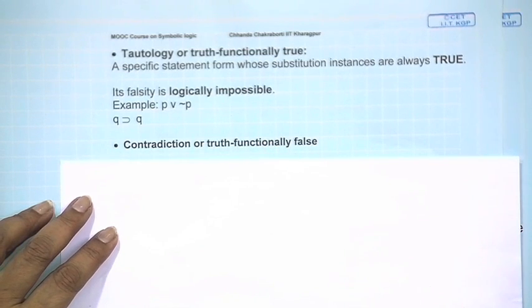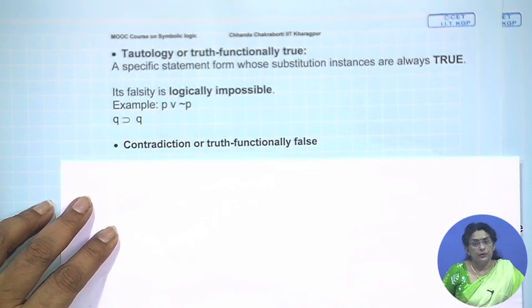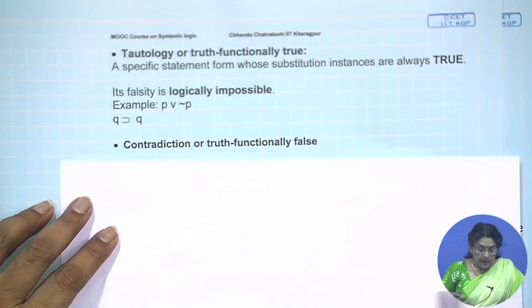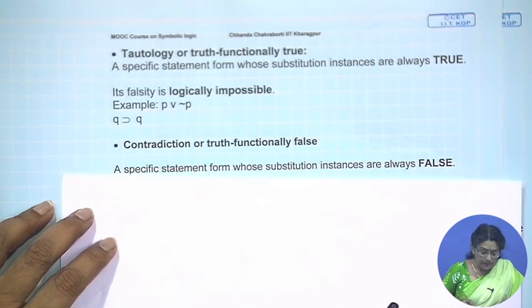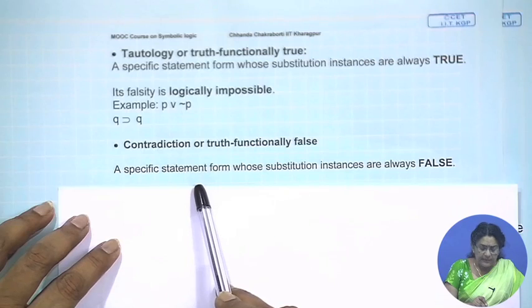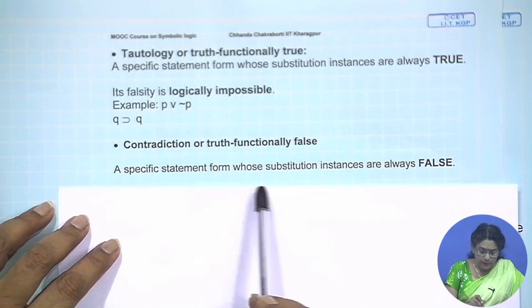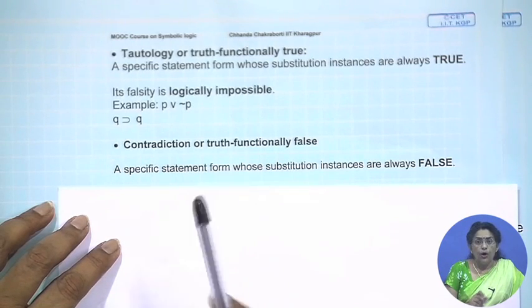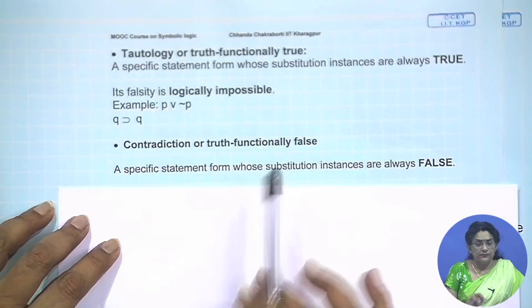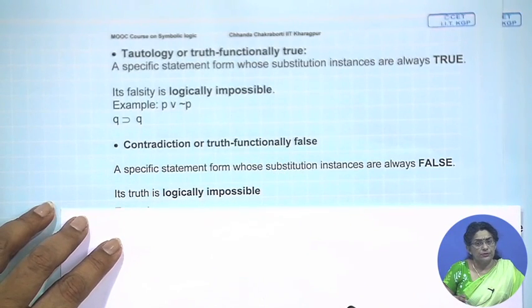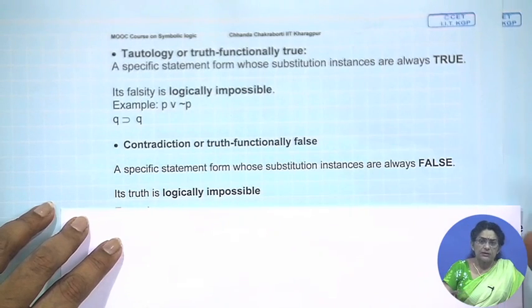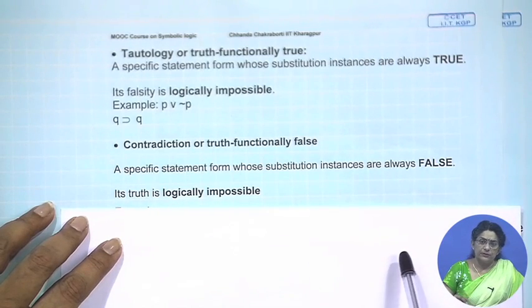Next is contradiction, or truth functionally false. What are they? Again, they are also a specific statement form, whose substitution instances are always false. So, its truth is logically impossible, and so they are just the opposite of tautologies.